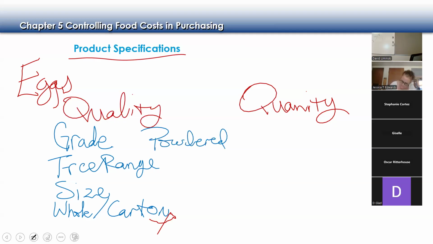Powdered eggs. Oh, God, I wouldn't eat that. Oh, no. Powdered eggs, and you can just add water. No. Okay. That's rough. A lot of times when you go to hotels, you can tell that they use powdered eggs.